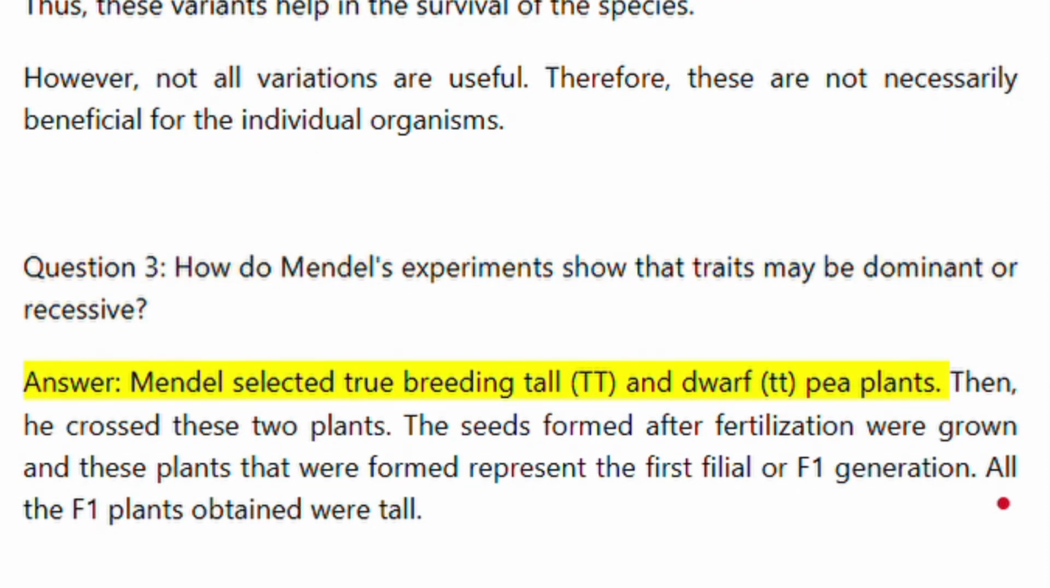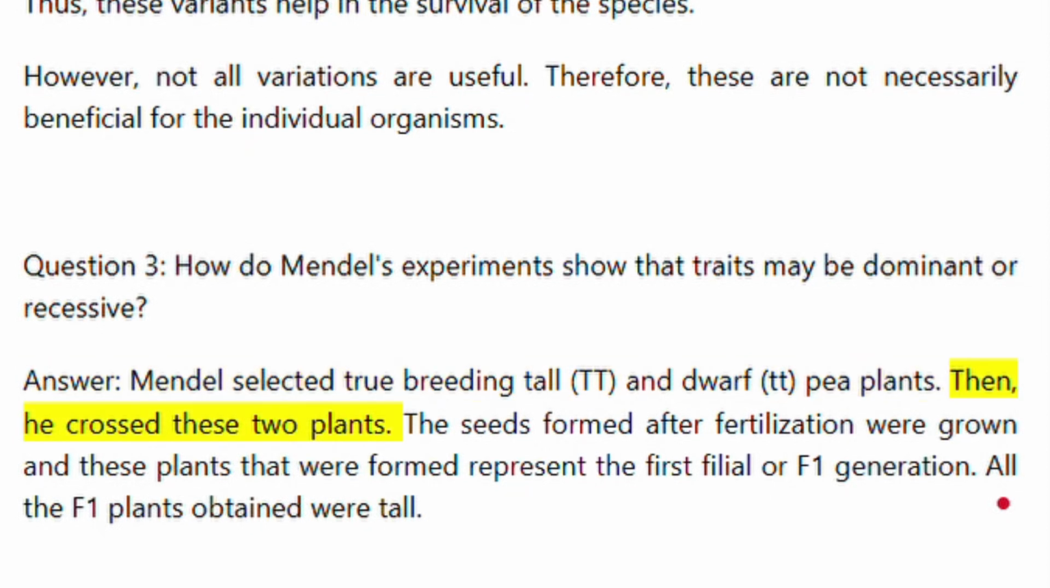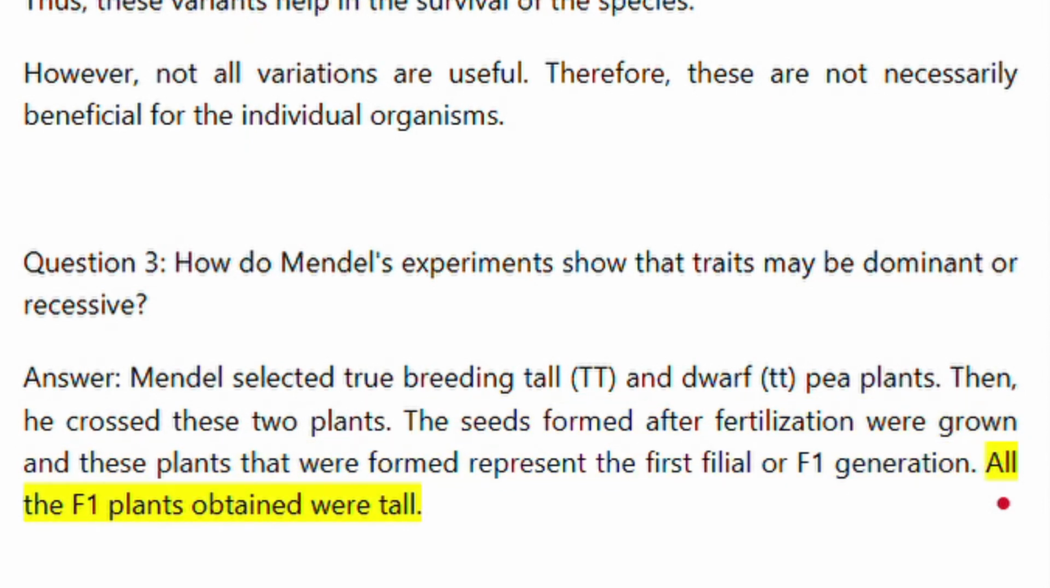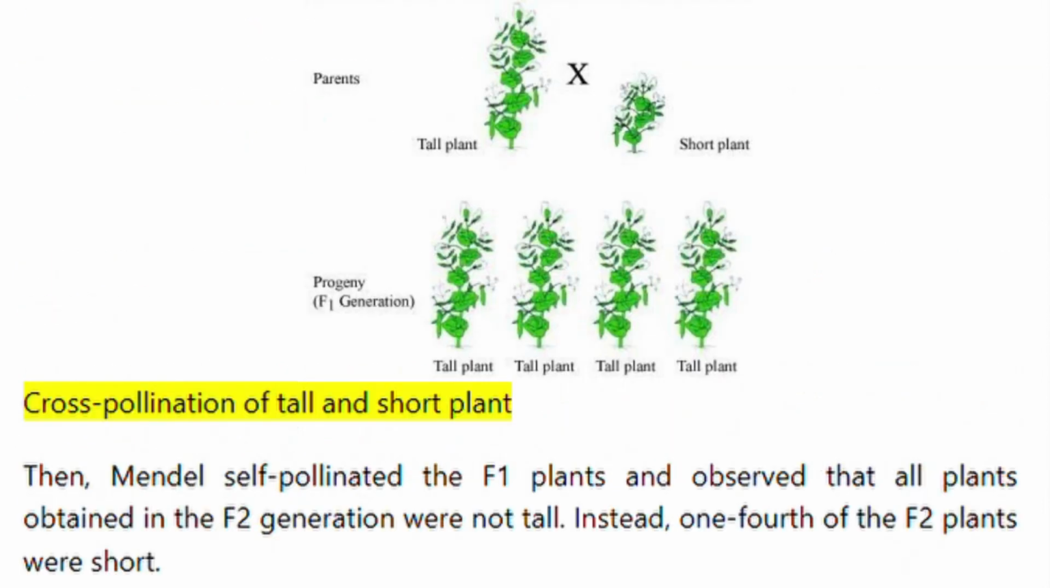Answer. Mendel selected true breeding tall, TT, and dwarf, tt, pea plants. Then, he crossed these two plants. The seeds formed after fertilization were grown, and these plants that were formed represent the first filial or F1 generation. All the F1 plants obtained were tall. Cross-pollination of tall and short plant.